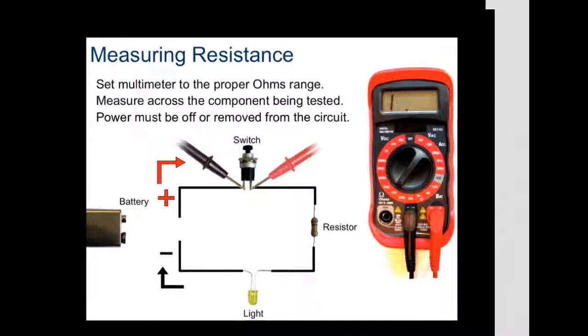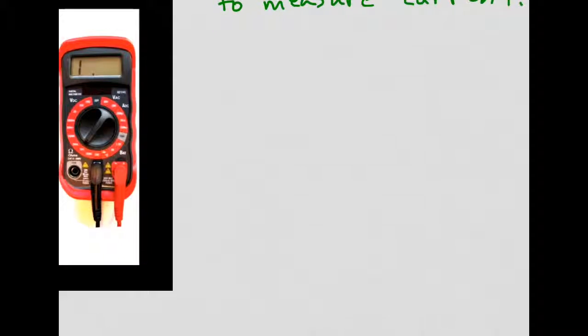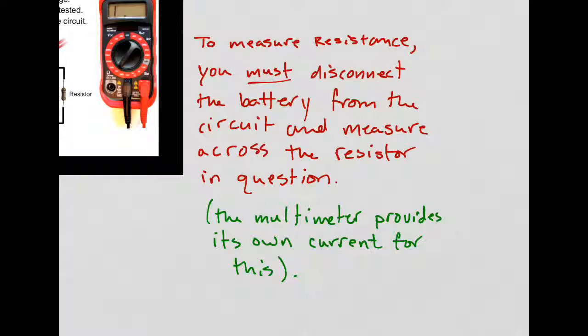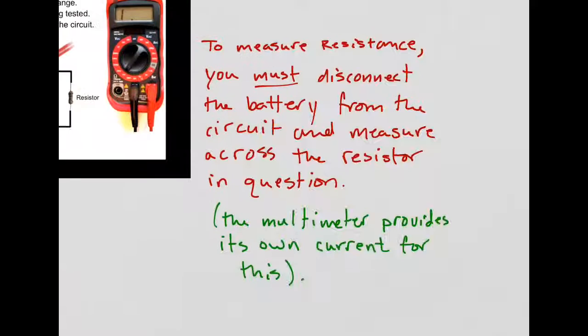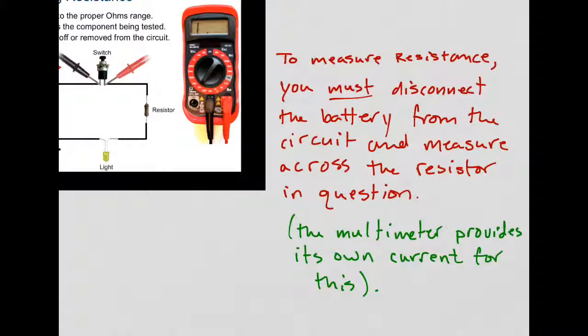So let me write that down because that's important also for our later activities. To measure resistance, you must disconnect the battery from the circuit and measure across whichever resistor you're inquiring about. The multimeter provides its own current for this, so it's important that you do disconnect the battery. You don't need the battery. Actually, you can't have the battery because it'll mess up the reading, and maybe the multimeter. So that's it for this one.